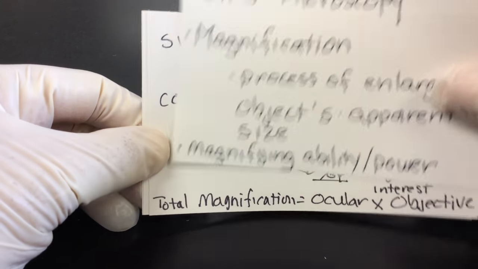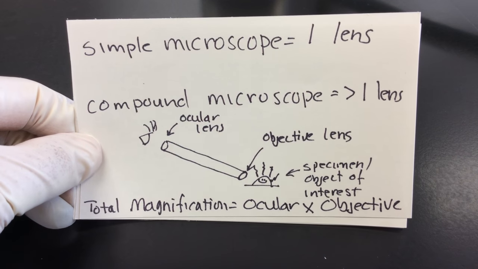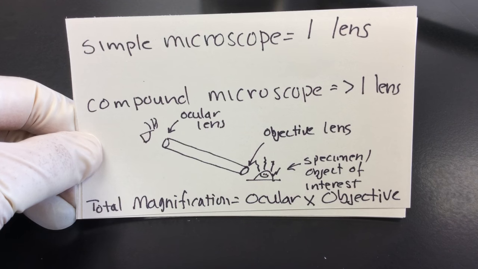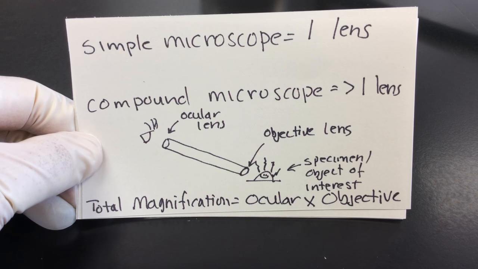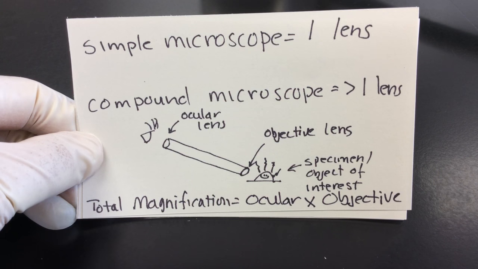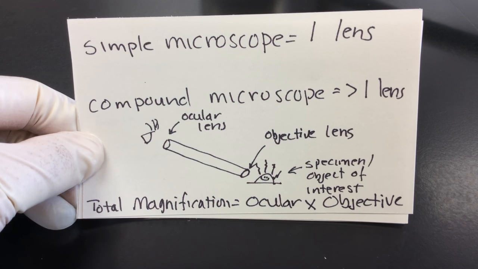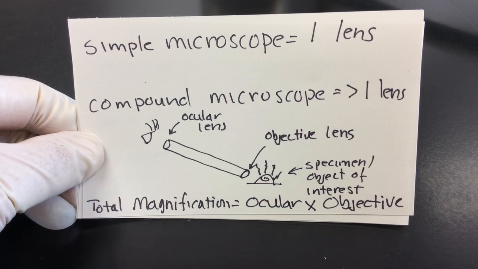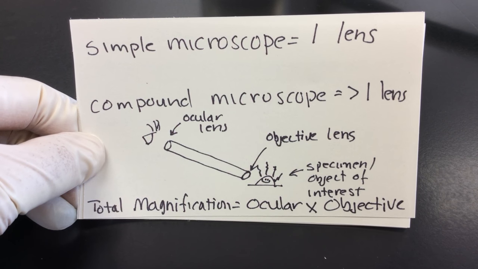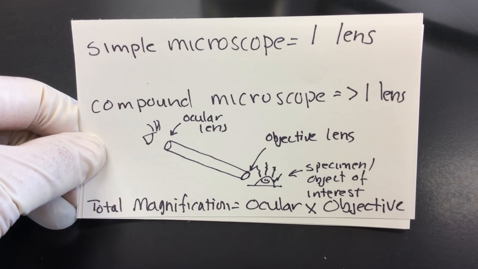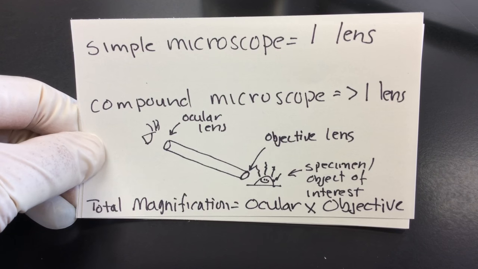magnification. So in describing the simplest classification of microscopes, a simple microscope would consist of a single lens. You could think of it like a magnifying glass. An example would be the simple microscopes that Anton von Leeuwenhoek, the father of microbiology, used to observe and report the existence of his little animalcules, his little microorganisms. Most microscopes today are what we call compound microscopes, meaning that they have more than one lens.